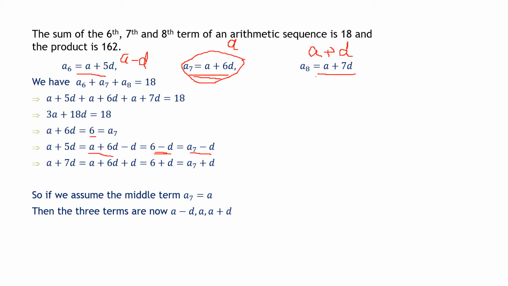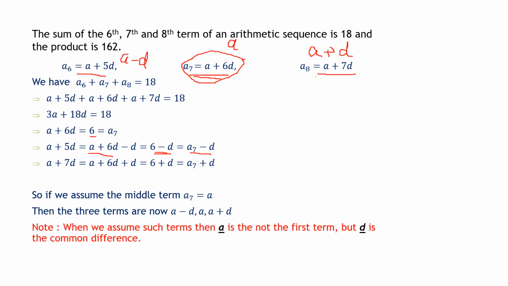Now how do you check whether they are in a sequence or not? When you add d to a minus d, then you get a. When you add d to a, you get a plus d. So these three terms are in a sequence. Now we have changed the way we have written it. So in this type of sums, we assume the terms to be a minus d, a and a plus d. But remember, in this assumption, a is not the first term. d is the common difference, but a is not the first term, a is the middle term. So you remember this, we have assumed a minus d, a and a plus d, the three terms.